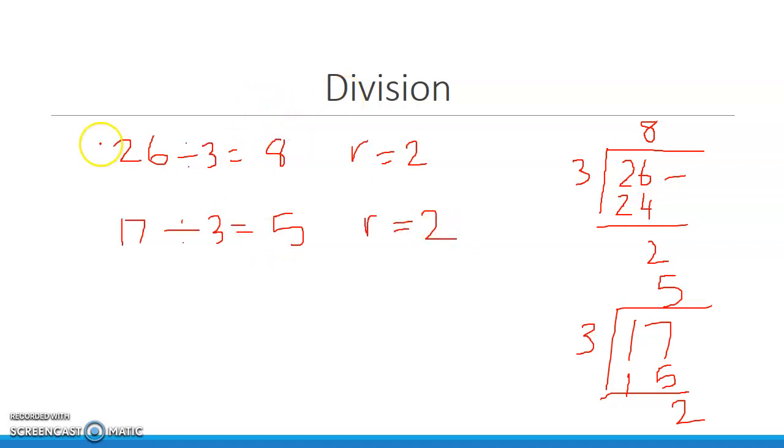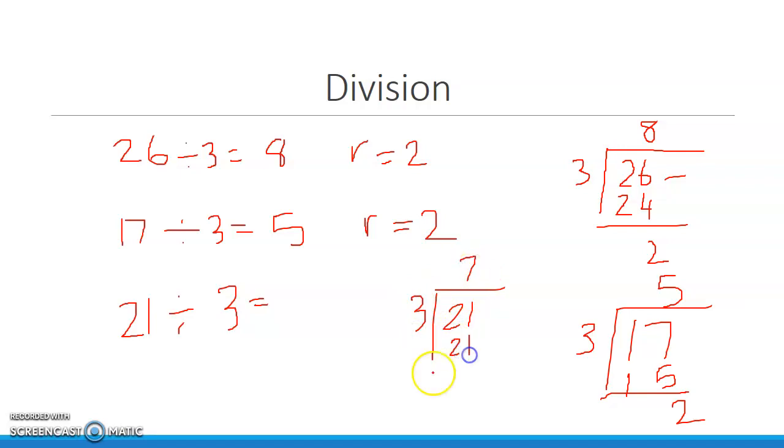So this is division with a remainder. If the dividend is an exact multiple of the divisor, the remainder will be 0. So if we are doing 21 divided by 3, we know 7 threes are 21. So 21 divided by 3: 7 threes are 21. 21 minus 21 is 0. So the quotient is 7 and the remainder is 0. So when the dividend is a multiple of the divisor, the remainder will be 0.